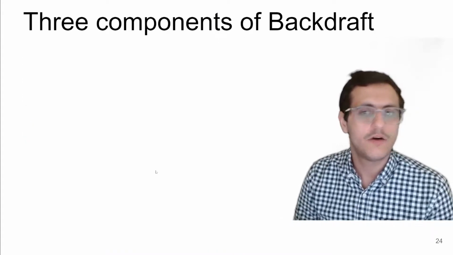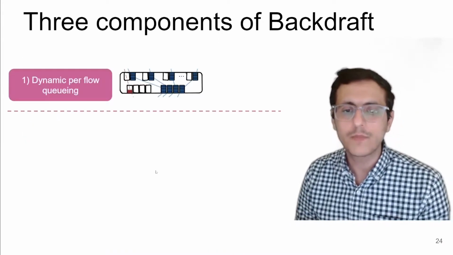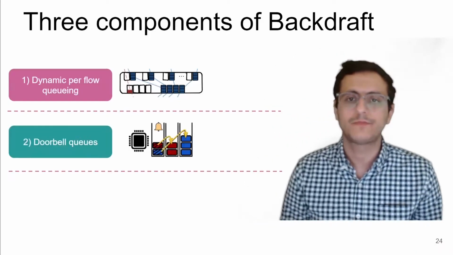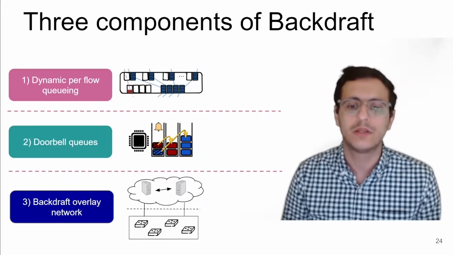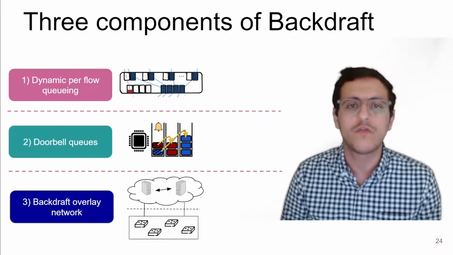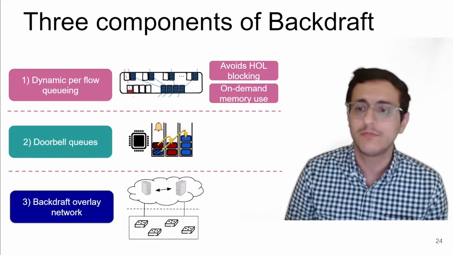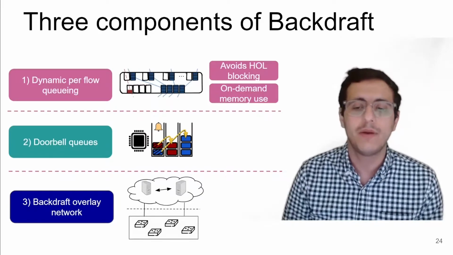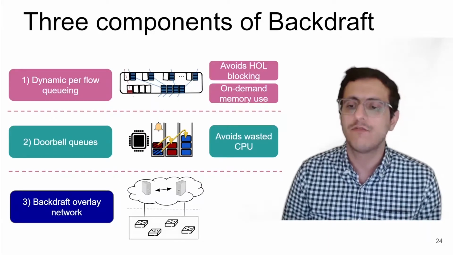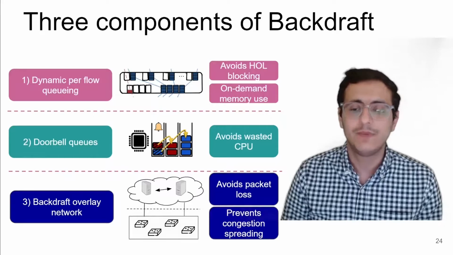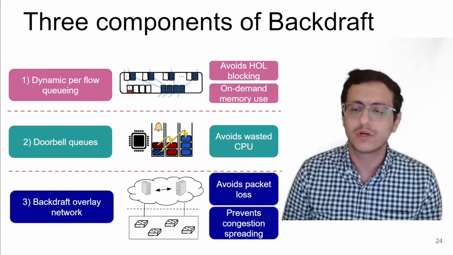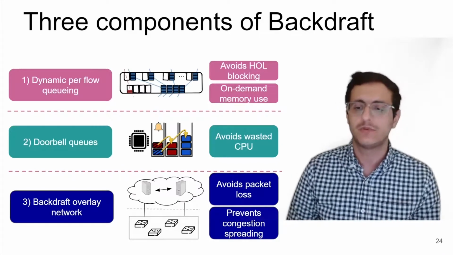Three components of Backdraft. The first component is dynamic per flow queuing. The second one is Doorbell queues. And the third one is Backdraft overlay network. Dynamic per flow queuing avoids head-of-line blocking problem and has on-demand memory usage. Doorbell queues avoid wasted CPU. And Backdraft overlay network avoids packet loss and congestion spreading.